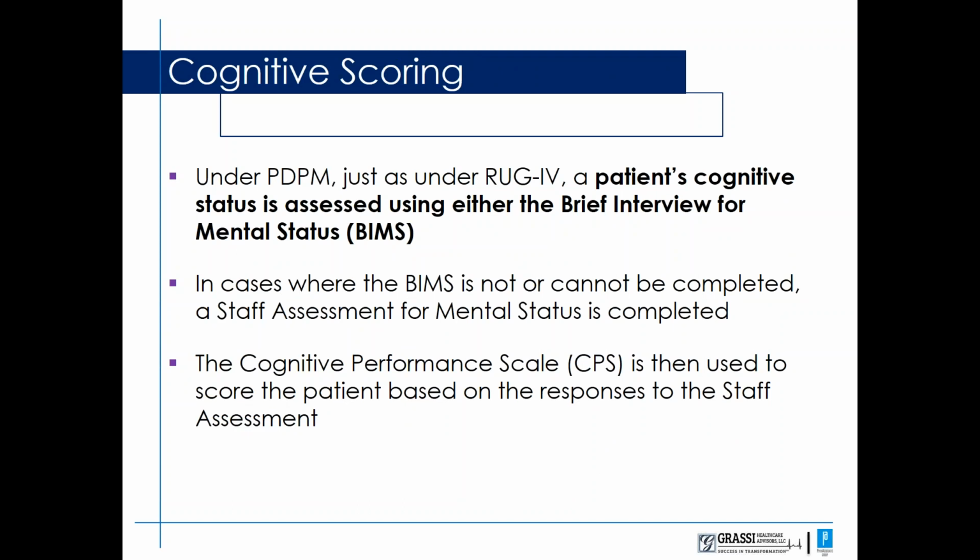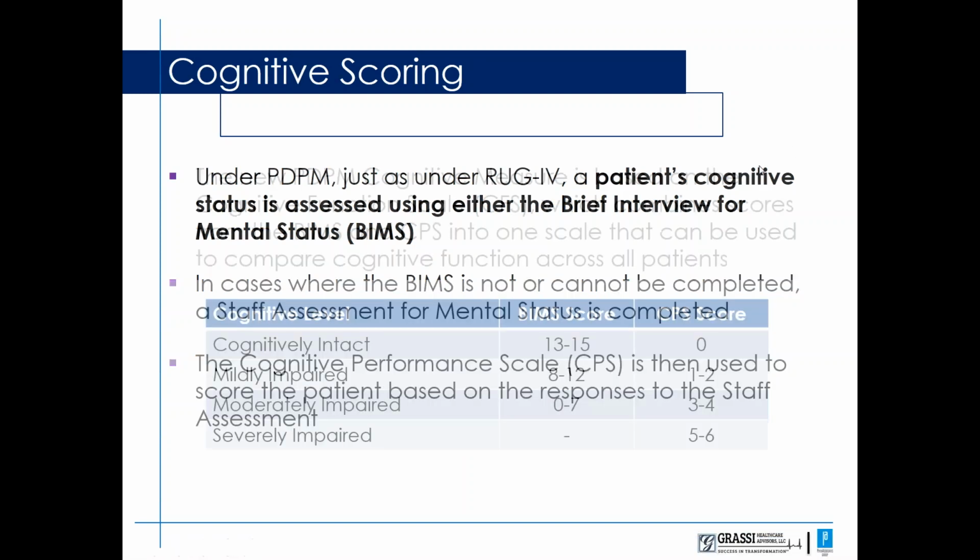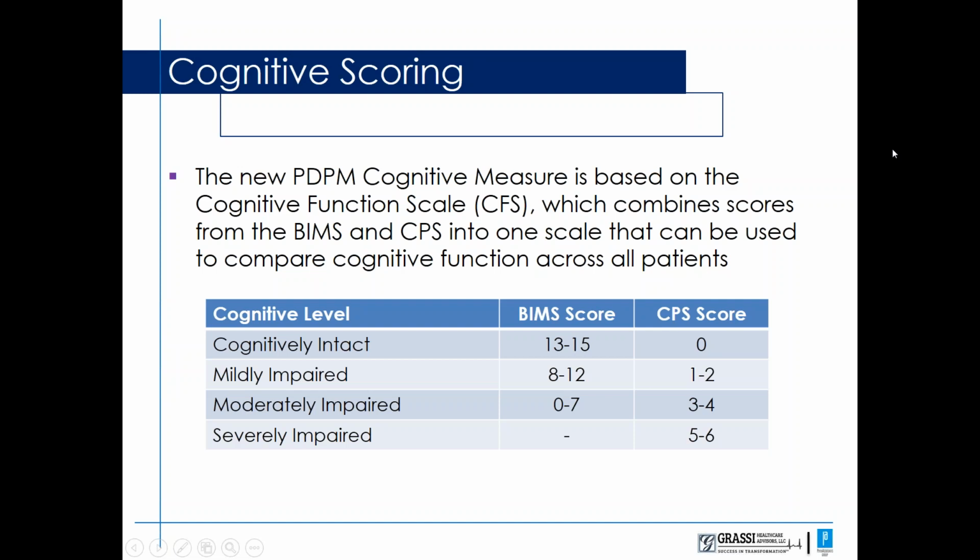Let's talk about cognitive scoring. Under PDPM, just as under RUG-4, a patient's cognitive status is assessed using either the BIMS or the cognitive performance scale. This is important. In cases where the BIMS cannot be completed, a staff assessment for mental status is completed. If you don't do that, you get an absolute 0. The new PDPM cognitive measure is based on the cognitive function scale, which combines scores from the BIMS and CPS into one scale that can be used to compare cognitive function across all patients.